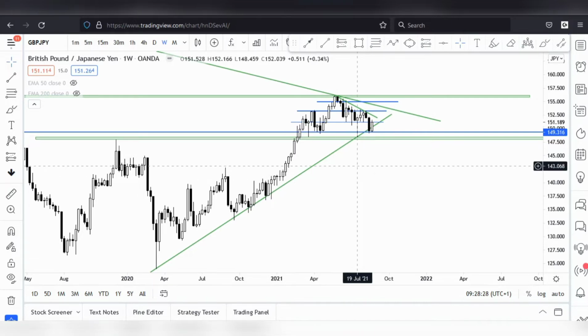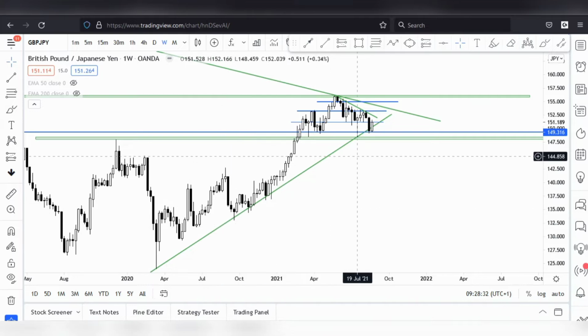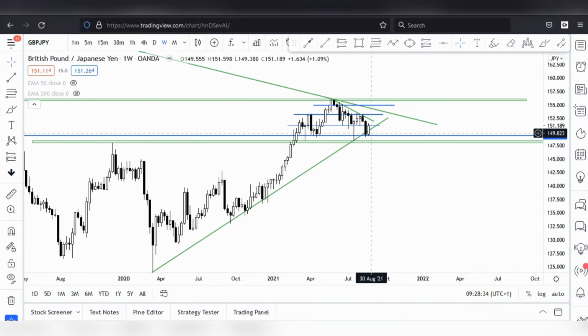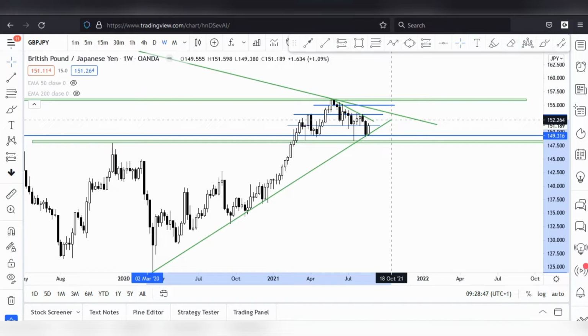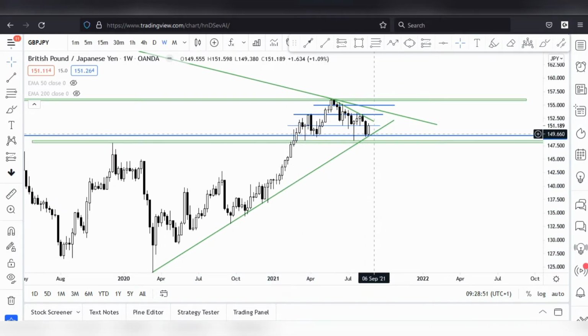So from the weekly time frame, as you can see on the GBPJPY charts, price got to this resistance level over here represented by the blue line and quickly bounced off it, bouncing off this trend line as well, as you can see here. Okay, and price is now forming this nice inside bar on the weekly time frame.